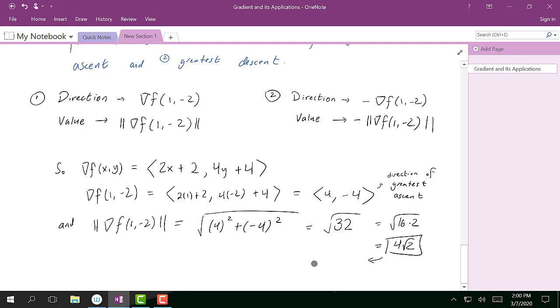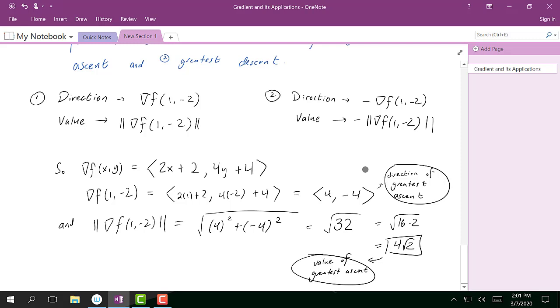This is going to be our value of greatest ascent. Oops, sorry. So these are our answers for part 1. I'm not going to write it out for part 2 because all you have to do is just stick a negative in front of either the vector or just the number for the value. So that's going to be it for that.